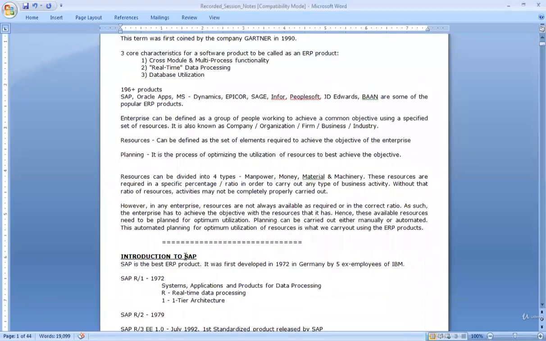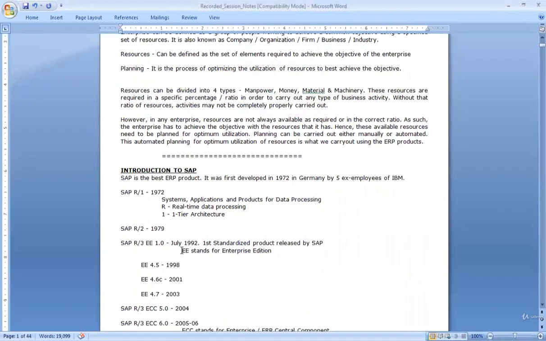Now, the next topic would be introduction to SAP. SAP is, as indicated earlier, the best ERP product. It was first developed in 1972 in Germany by 5 ex-employees of IBM.